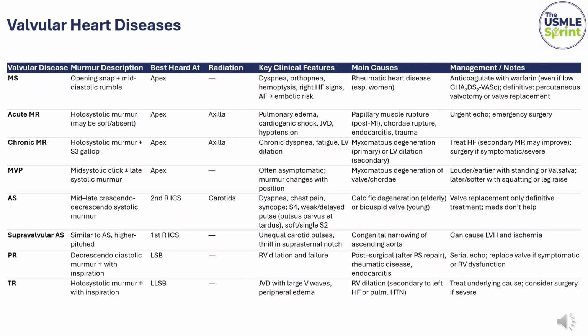Next up, mitral valve prolapse, probably the most common murmur you'll actually hear in real life. It's caused by myxomatous degeneration of the mitral valve or chordae, and you get a mid-systolic click, often followed by a holosystolic murmur if there's associated regurgitation.